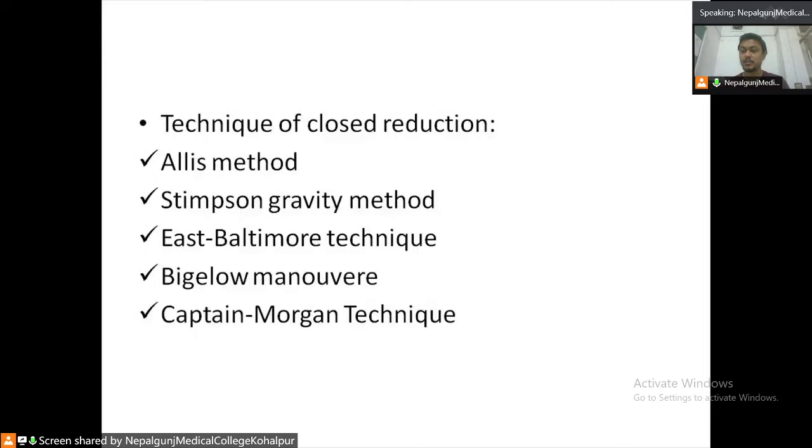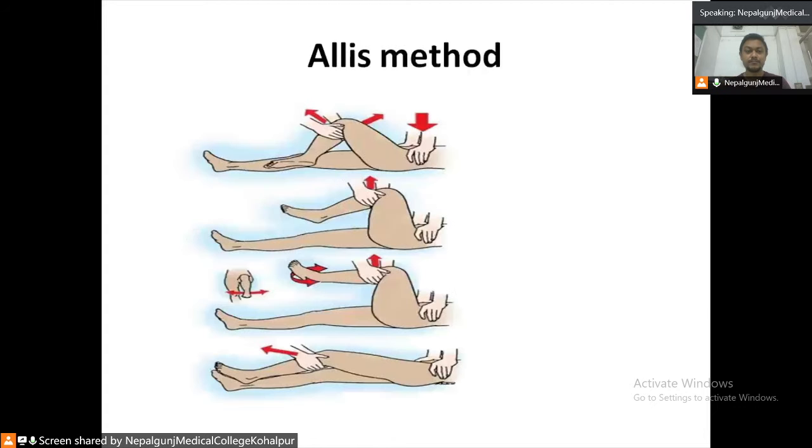So there are various ways of closed reduction. One can be the Allis method, the others can be the Stimson gravity method, the Baltimore technique, the Bigelow maneuver, and the Captain Morgan technique. You don't have to know much about each of the processes, but take a brief look at a few of these photographs.